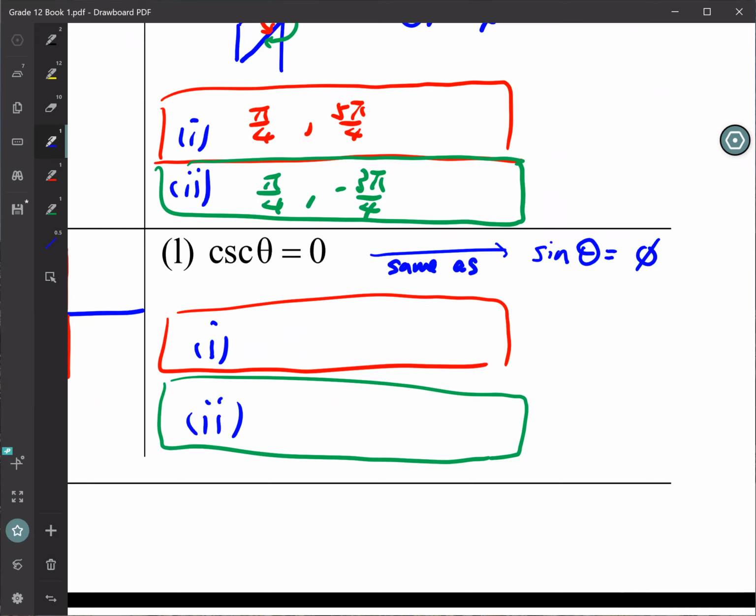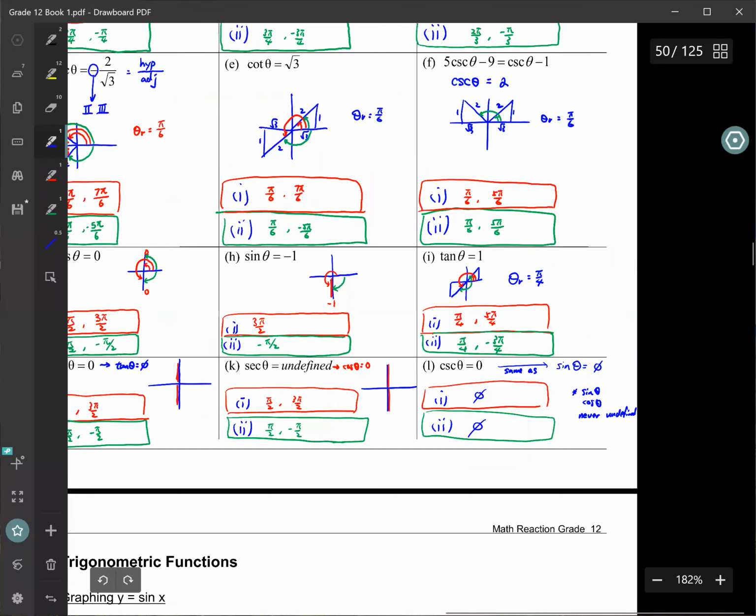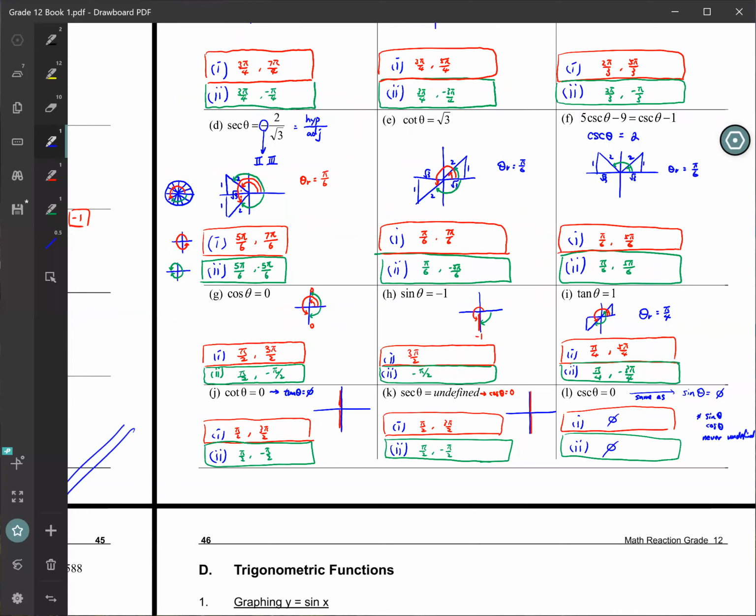Any angle is okay, right? Only the tangent, secant, cosecant, cotangent can be undefined. Sine, cosine is never undefined. So you can write down: sine, cosine, never undefined. So this one will have no answer, because you can never find an angle that makes cosecant equal to 0. All right, so that concludes all the finding angle for exact value.